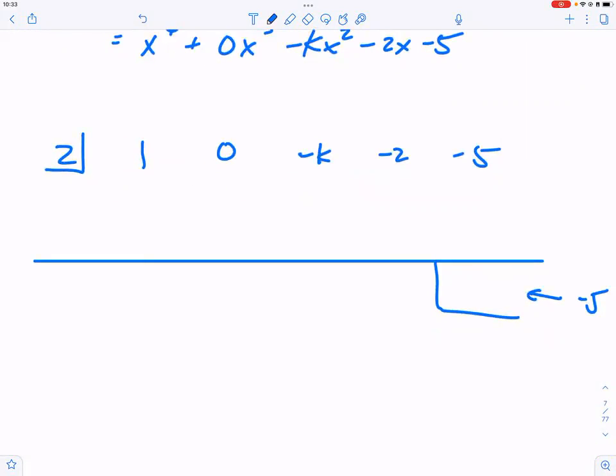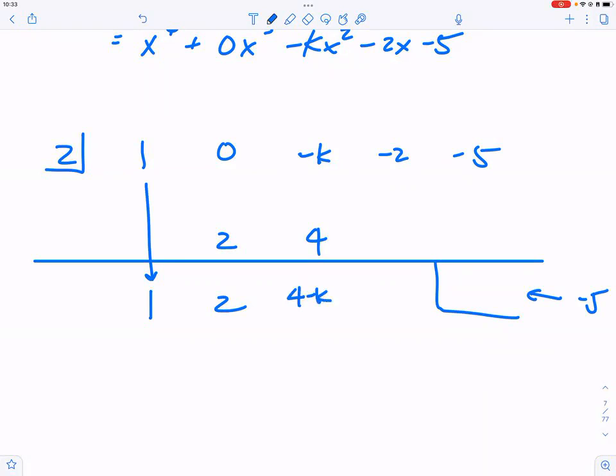So let's go ahead and do our synthetic division. The first step is to bring down the 1. That's always the first step. We bring down the 1, and then we multiply the 1 by the 2, which gives us 2. The numbers are added together vertically, so 0 plus 2 is 2. Then we repeat the multiplication procedure. 2 times 2 is 4, and we have -k plus 4, so I'm going to write down 4 minus k.